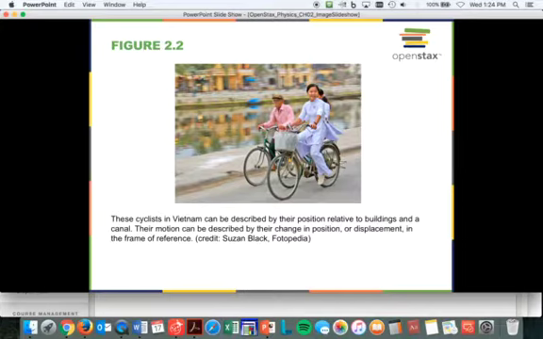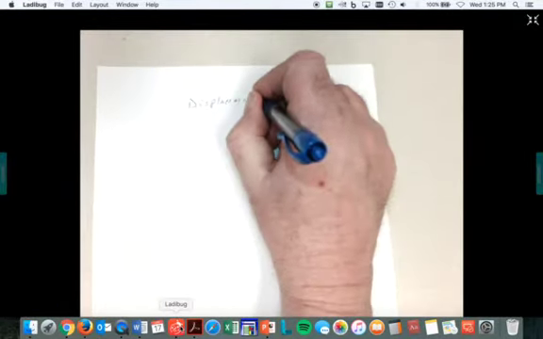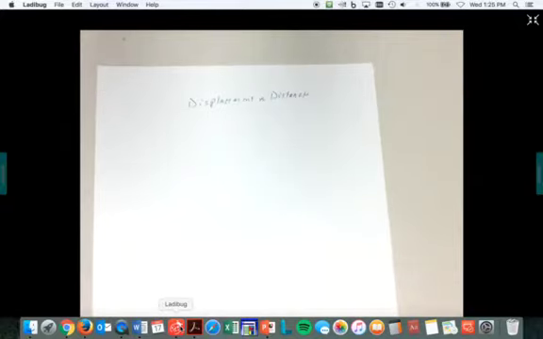These cyclists here, we can describe them by their displacement or by their travel. Now, displacement is different than distance. Let me show you the difference between displacement and distance. So here we are. Displacement versus distance. It's real simple, okay?